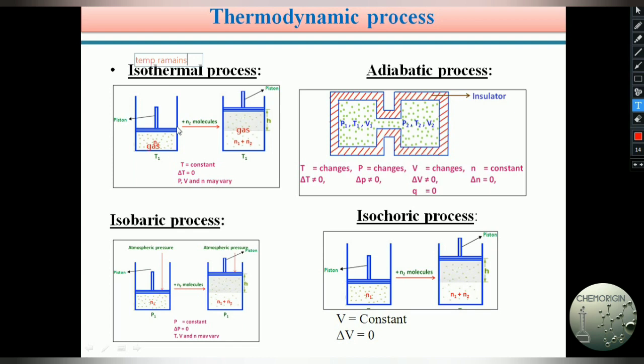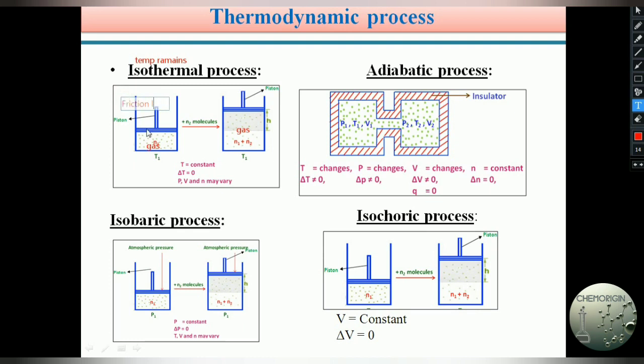Suppose in a cylinder we take a gas, and above the gas we put a piston. Generally it is a frictionless piston.